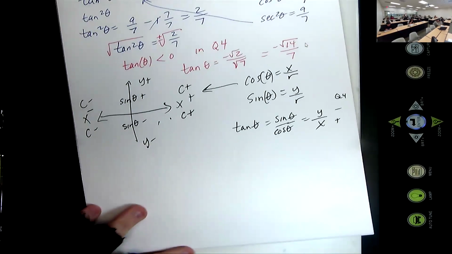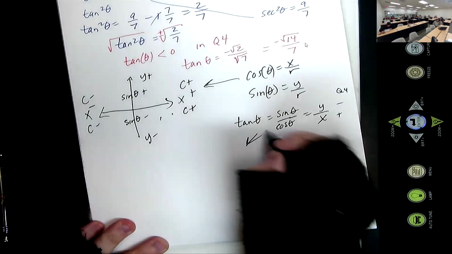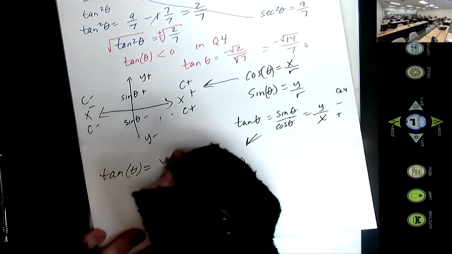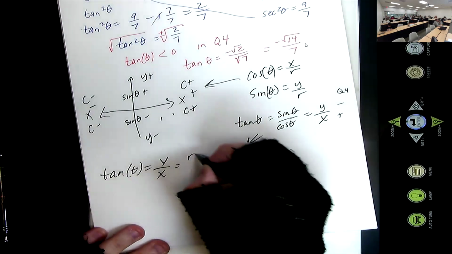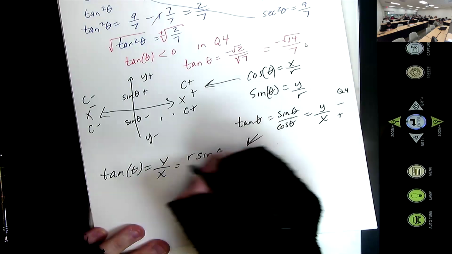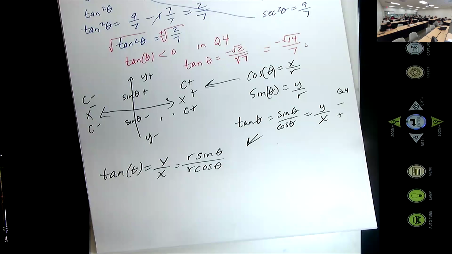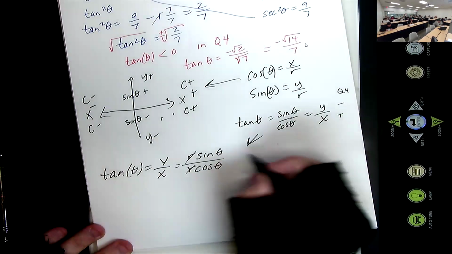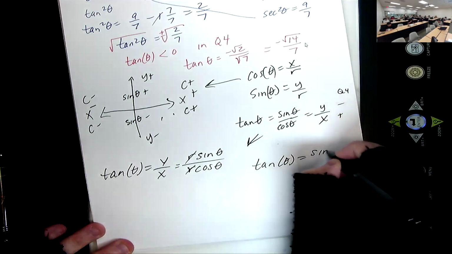In case I missed this a little bit ago, I thought I went over it the previous week, but let's take a look at that. Tangent theta is y over x. Let's start there. We already said y was r sine theta and x is r cosine theta. We saw how that came about from doing sine theta and cosine theta. And we can cancel out the r's. And you get tangent theta is sine theta over cosine theta.